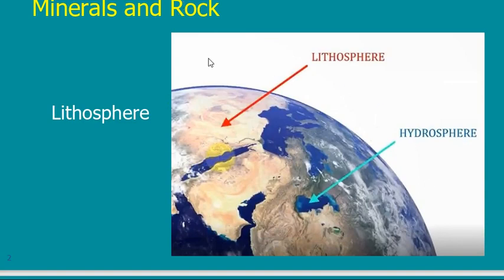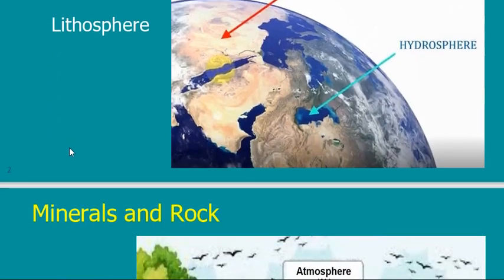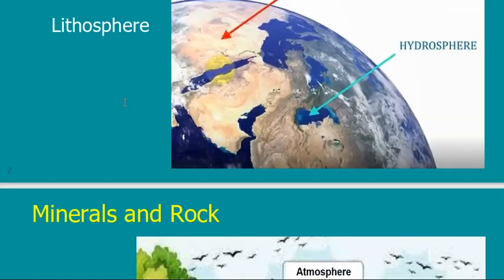Of course, if this is our Earth, as we said, the crust is divided into hydrosphere, lithosphere. What is a hydrosphere? Everything related to water. Lithosphere is everything related to solid. So if I'm looking for minerals and rocks, I'm not going to find it in the hydrosphere. It will be in the lithosphere. So first I will go to the lithosphere.